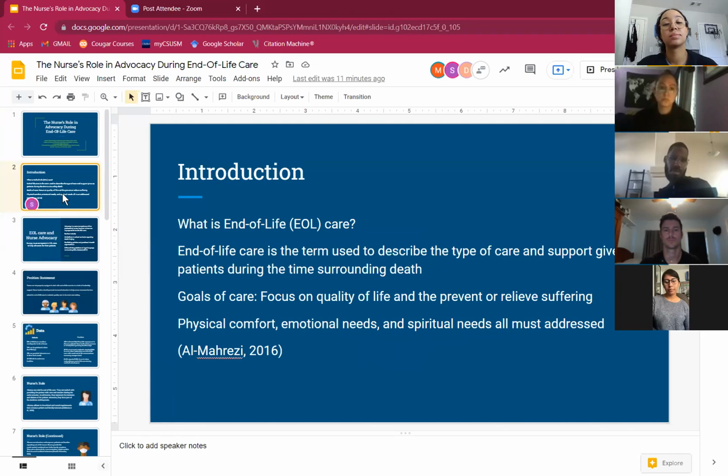So what is the definition of end-of-life care? End-of-life care is a term used to describe the type of care and support patients receive during the time surrounding death. The goals of care are usually the focus on quality of life and to prevent or relieve suffering. So during this time, the goals of care have shifted from finding a cure to focusing on means of comfort. And also physical comfort, emotional needs, and spiritual needs all must be addressed.